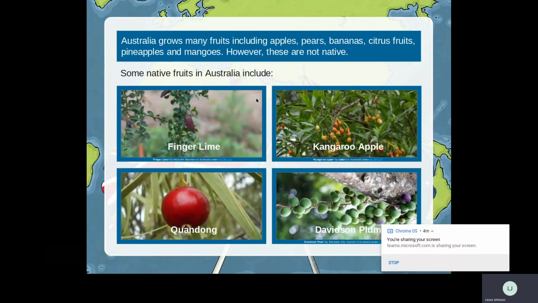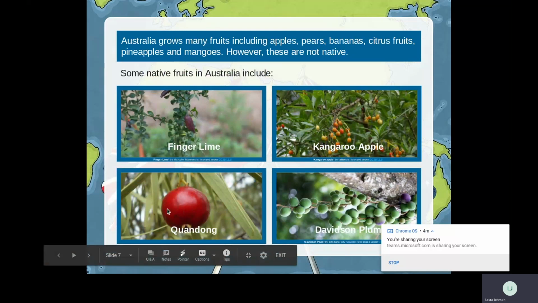Now, if I look at the lime here, it doesn't look like the limes that we have. The limes that I buy in my shopping are green and round like a sphere. A kangaroo apple doesn't quite look like the apples that we grow or we have. Quandong and a Davidson plum. I'd never heard of a quandong before, and I had to do some research. Maybe you can do that as well.